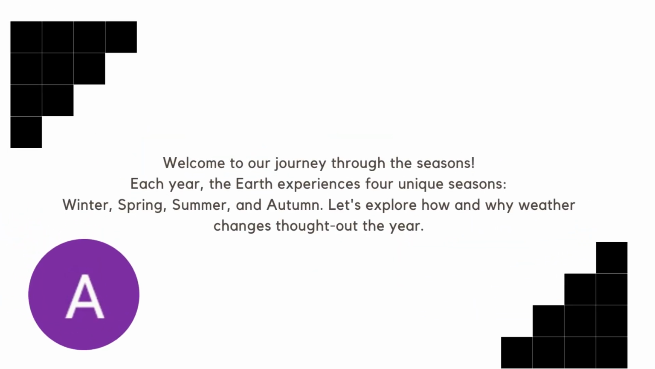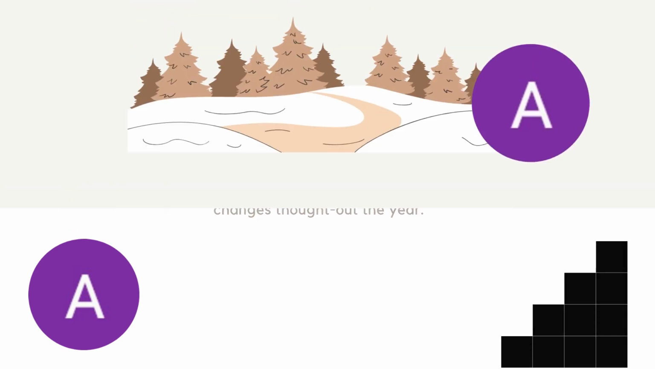Welcome to our journey through the seasons. Each year, the Earth experiences four unique seasons: winter, spring, summer, and autumn. Let's explore how and why weather changes throughout the year.